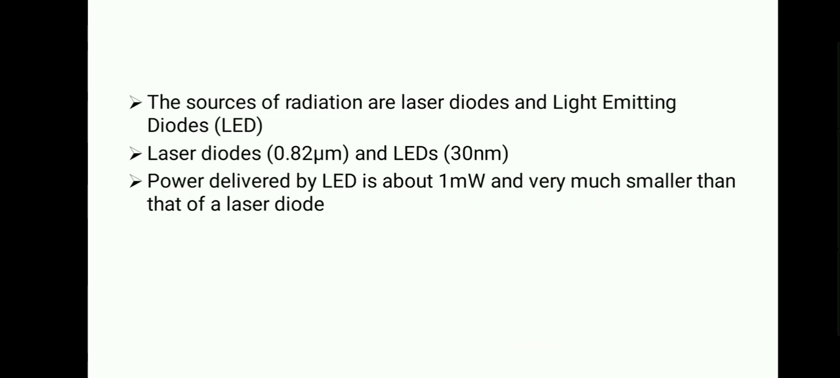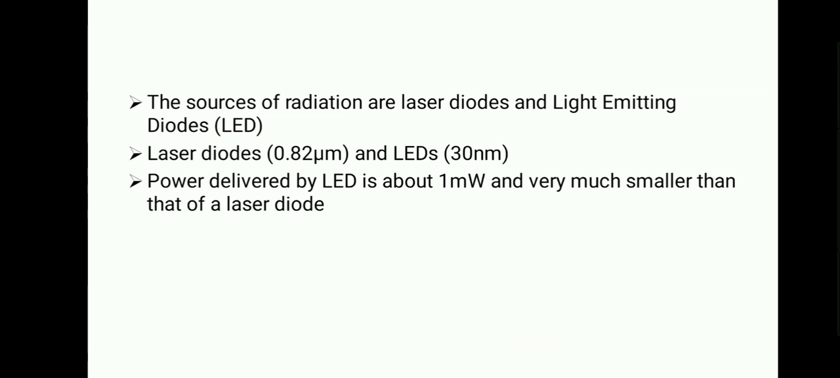Now, coming to another part of the fiber optic cables, we have sources of radiation that are used for the optical beam. These sources are usually laser diodes or light emitting diodes. Laser diodes emit coherent light at a wavelength of 0.82 micrometers, and LEDs emit incoherent light at a bandwidth of 30 nanometers.